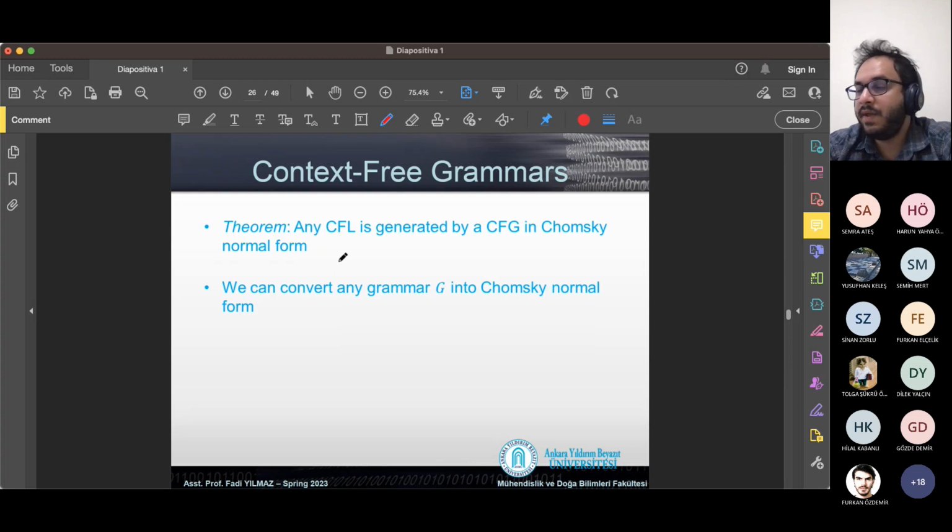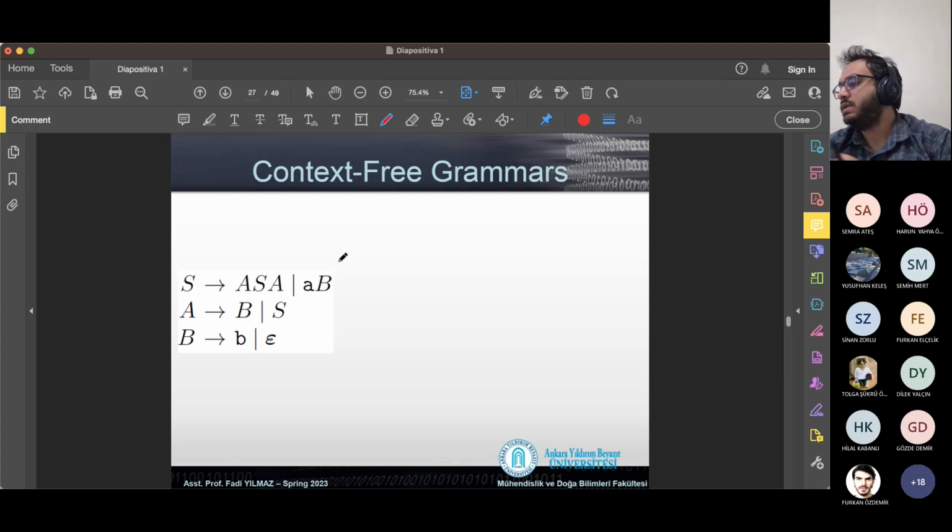The next couple of slides just explain how we can convert a context-free grammar into Chomsky normal form. Okay, guys, so let's say this is our example. It is not very sophisticated; you just need to change or add some variables to make sure that it follows the Chomsky normal form.